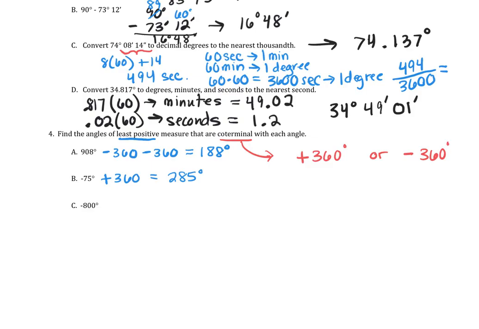Negative 800, so I'm going to need to add 360 several times. Let's start with 2 and see where you're at and see if we have to do a third. It does look like we'll have to do 3 of them. If you add 360 to negative 800 3 times, you'll be left with 280 degrees. Again, smallest coterminal angle. Very simple operations, add or subtract 360.